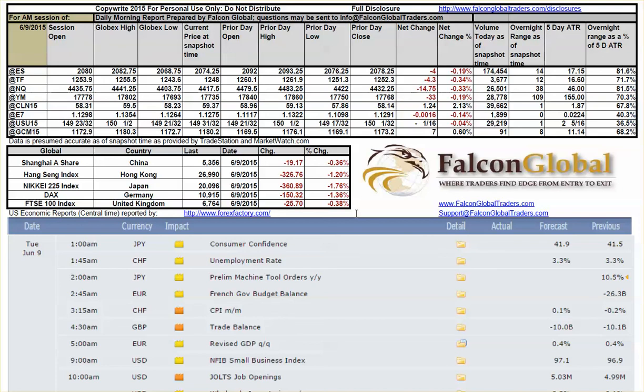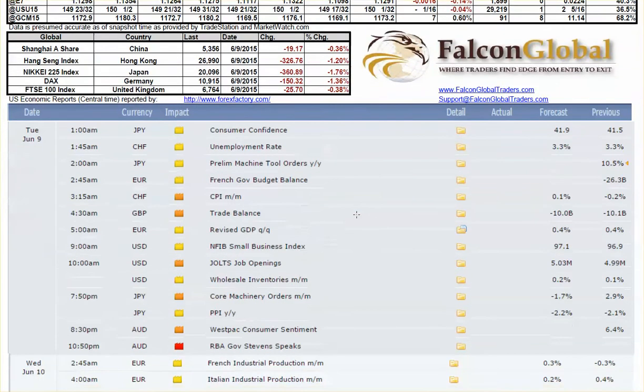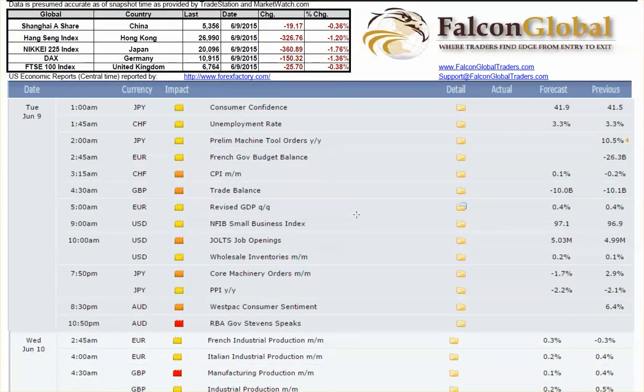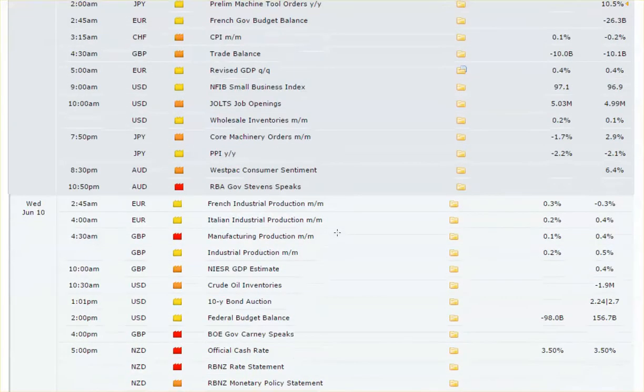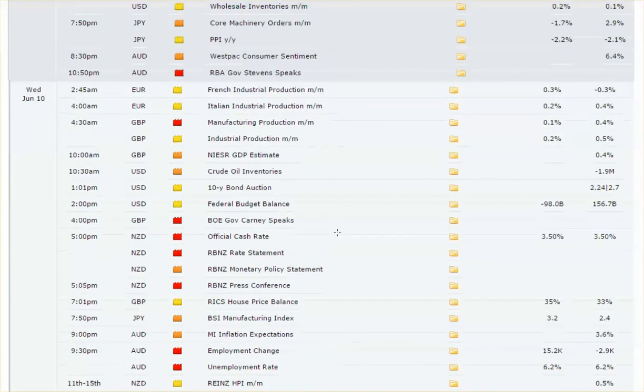We have China down about 0.36%, Hong Kong 1.2%, Japan down 1.76%, Germany down 1.3%, and the United Kingdom down about 0.4%. In terms of macroeconomic reports for today, you have only this JOLTS job openings as an orange flag report, so not a lot of reports and certainly nothing much of serious hitting our day.